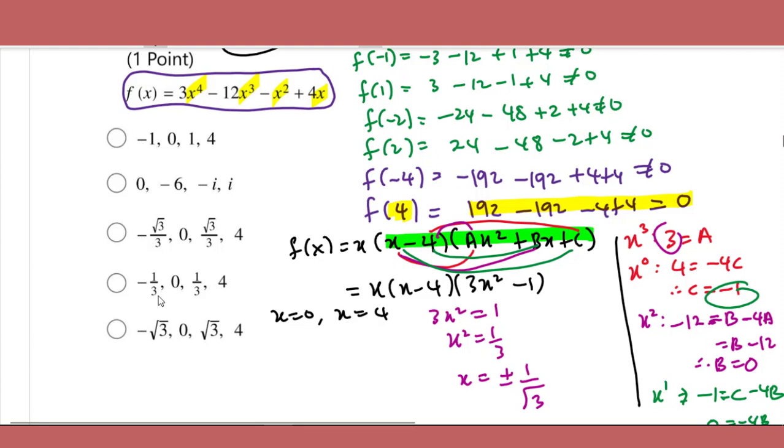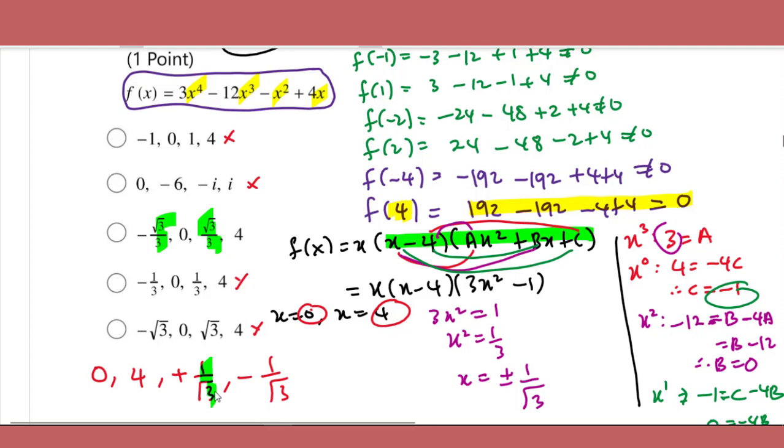So the zeros are 0, 4, positive square root of 1 over 3, and negative square root of 1 over 3. Checking the answer choices: this one no, this one is okay, this one no, this one no. This one, check it: it is actually the square root of 3 over 3. So the answer is here.